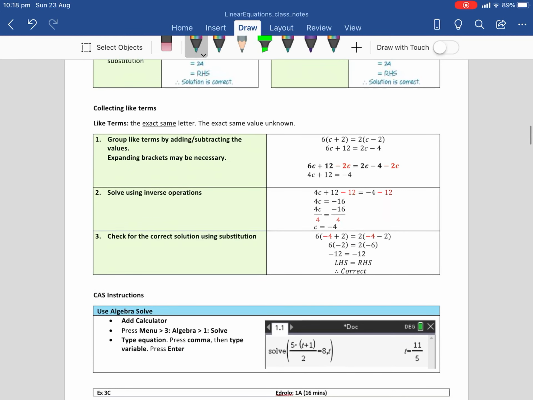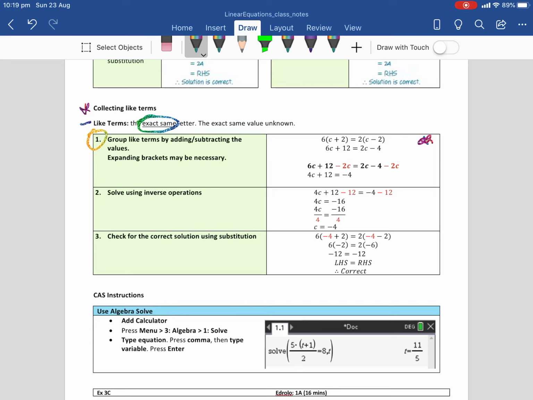Another thing, collecting like terms. So like I said, for this chapter, we're only looking at equations with one variable in it. But sometimes you'll see that same variable more times than once in the equation. Okay, so it's the same one, but more times. So that means you have to collect like terms. So the definition here says like terms is the exact same letter, the exact same value unknown. So let's say for this example you've got C, so wherever you find C, it's the same number.